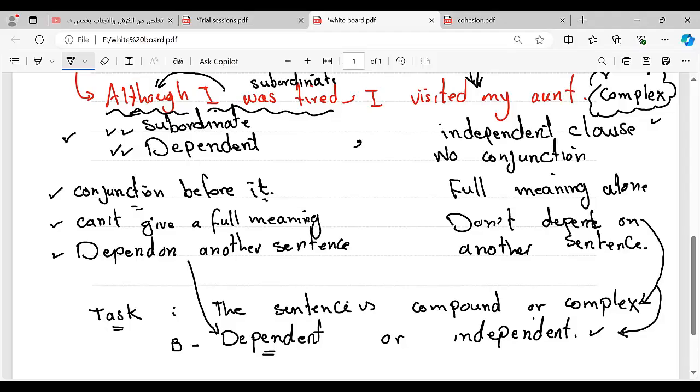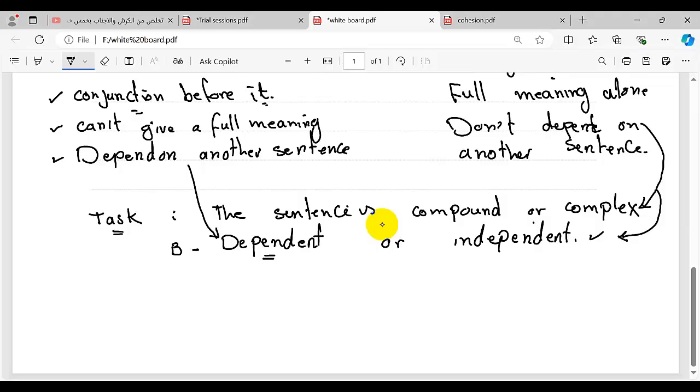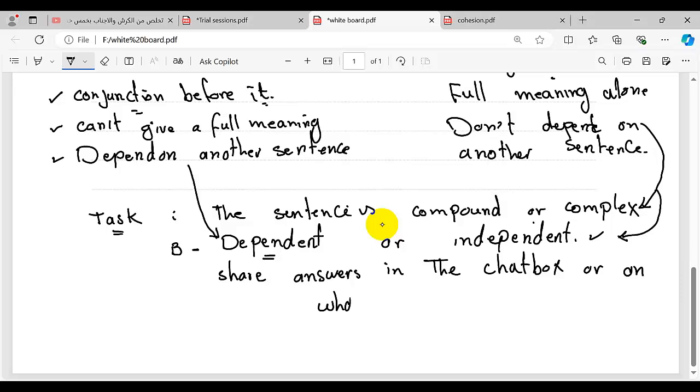I'll share the tasks now on the screen and share your answers in the chat box. Share answers in the chat box or on WhatsApp. The number is on the screen here. Start now.